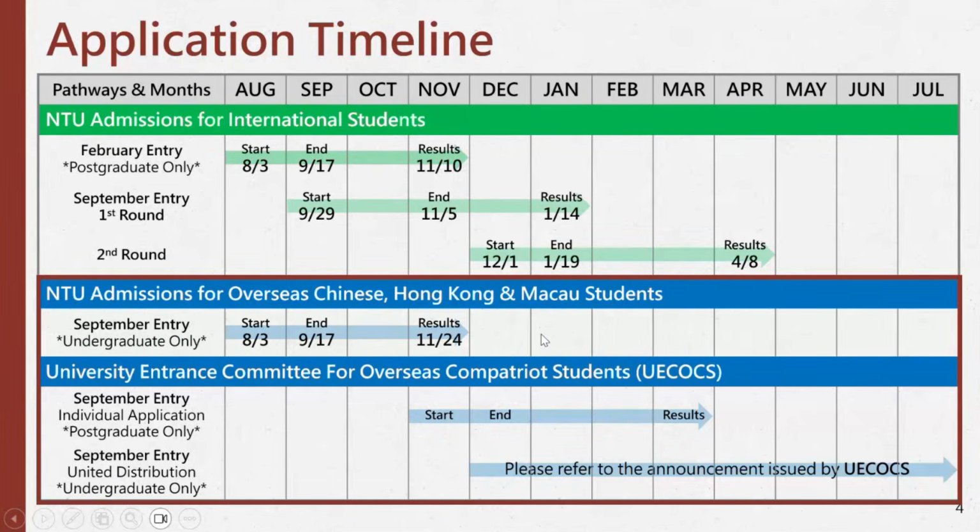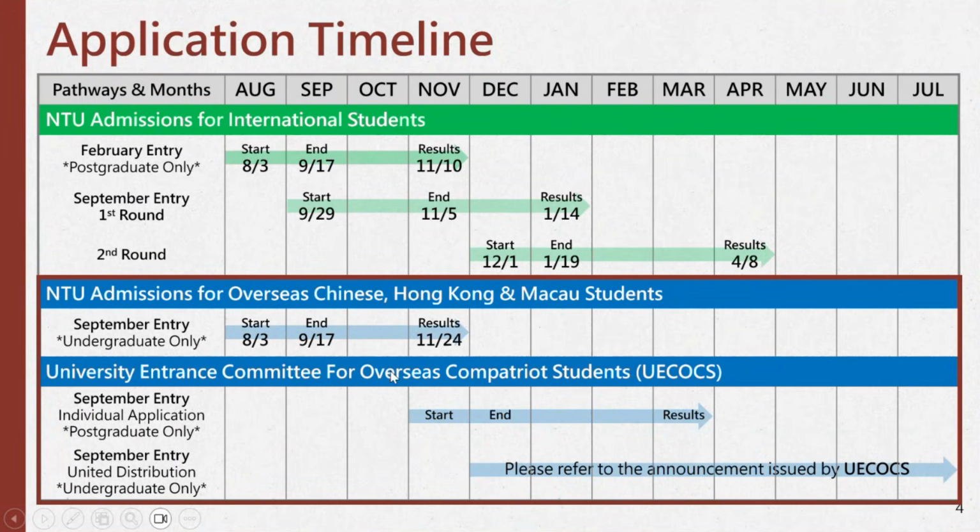This is to show you that for 2027 September entry, if you're applying as an international student, we will have two entries. February entry is only for graduate programs, which is master and PhD, and only some of the programs are available for February entry. If you're applying for September entry, it also includes the bachelor programs, and all graduate programs will be available for September entry. For overseas Chinese students, there will only be September entry.